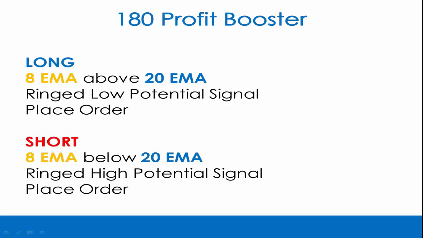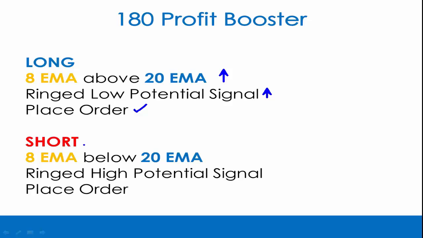Now, if we start to look at the actual rules behind it, the long signal, we would need to have the 8 moving average above the 20 moving average. That means that we're now in an upward trend. So 8 moving average above the 20 moving average, upward trend. We then need that ringed low potential signal, and that means we've now got a buy signal. Therefore, we can now place our order. That's simply done by pushing the buy or the sell button on the smart chart software. Obviously, for a long signal, hitting the buy signal.